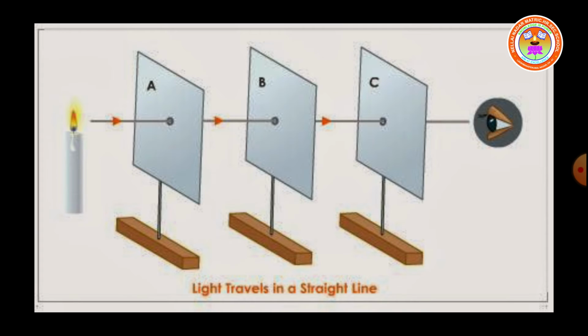What does this activity tell you about the path of light? I told you already. Light travels in a straight line. We can prove this with the activity. I hope you all understood.